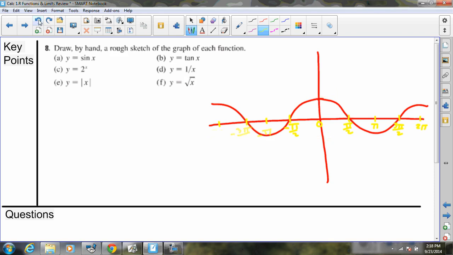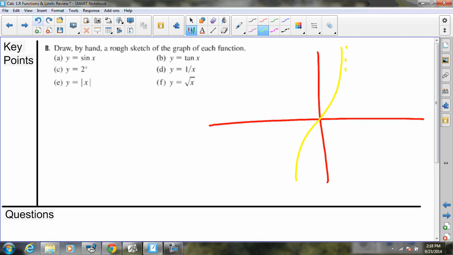Backing all this out, we'll go to part B. Tangent of x has this format, where we had vertical asymptotes everywhere that sine was crossing. Since tangent is sine over cosine, everywhere that cosine is equal to 0, we would have a vertical asymptote.